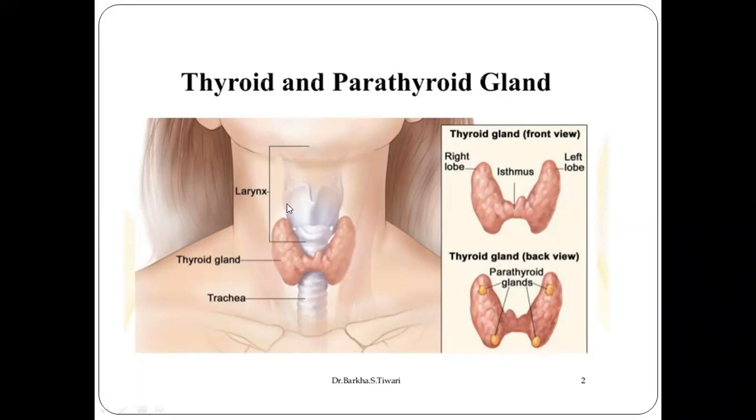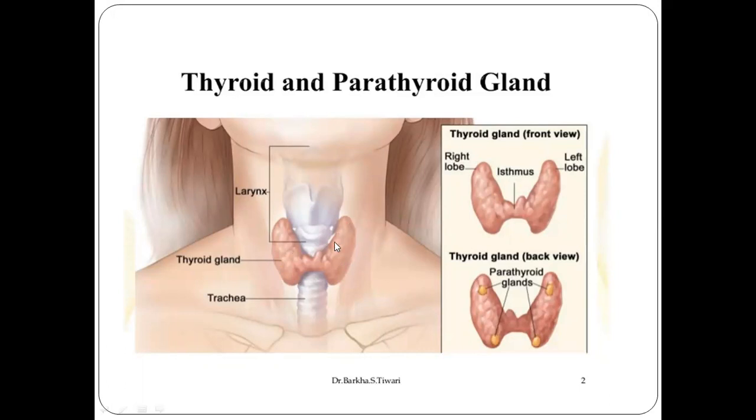It has an apex which is touching the oblique line of the thyroid cartilage, and the base which is ending at the fourth or fifth tracheal ring. This H-shaped gland is present over the trachea, and when it becomes enlarged, it compresses the trachea and causes respiratory distress.